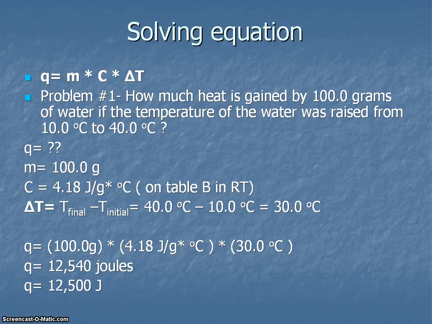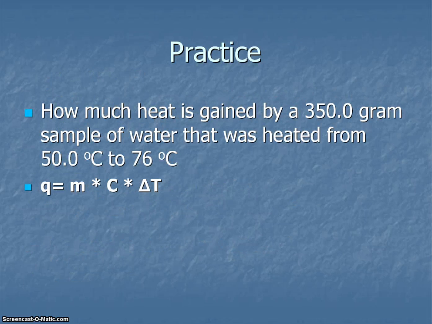Let's take a look at a practice problem here. You're going to do this one on your own. Now your practice is: how much heat is gained by a 350 gram sample of water that was heated from 50 degrees Celsius to 76 degrees Celsius? So, you use Q equals mc delta T. What's the question asking? How much heat? So that's your variable. Q is your variable. 350 grams, that's my mass.